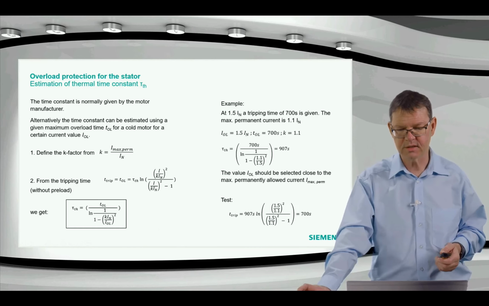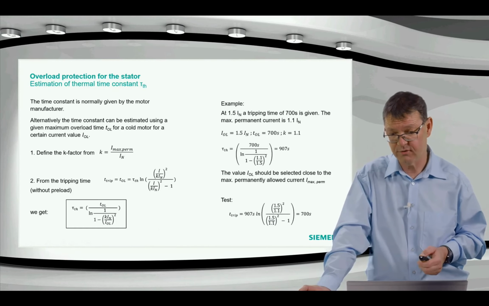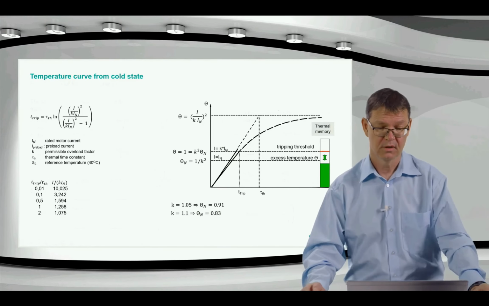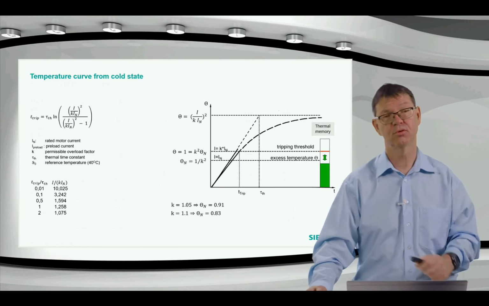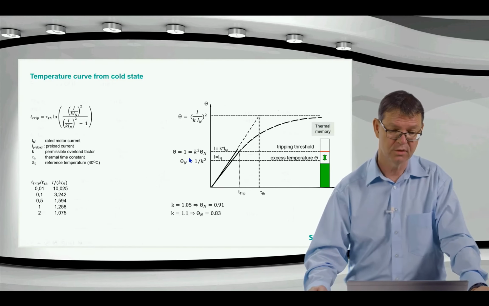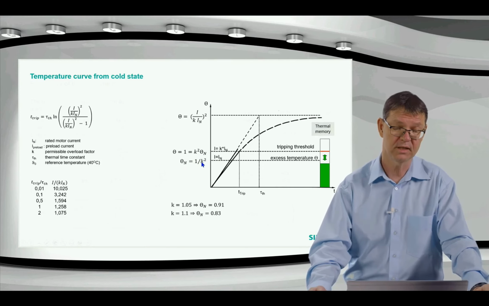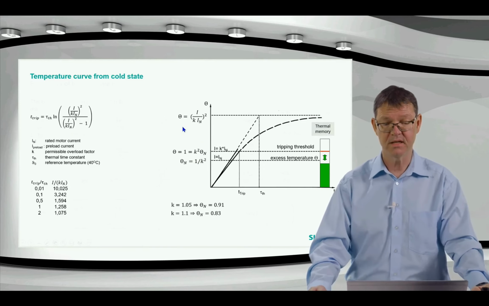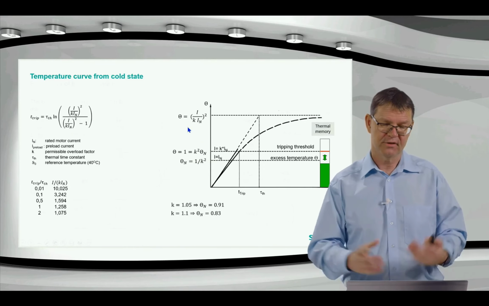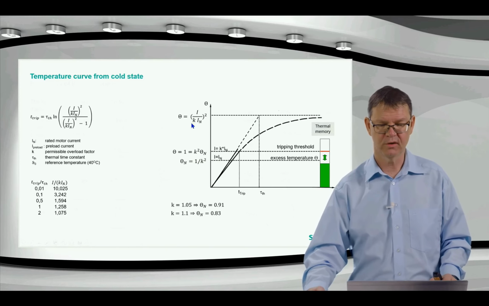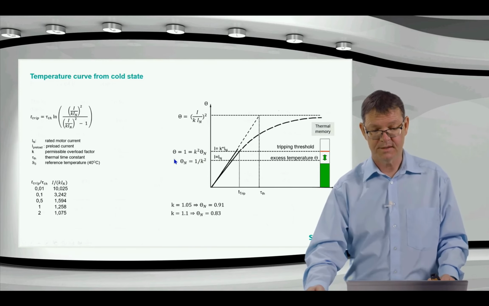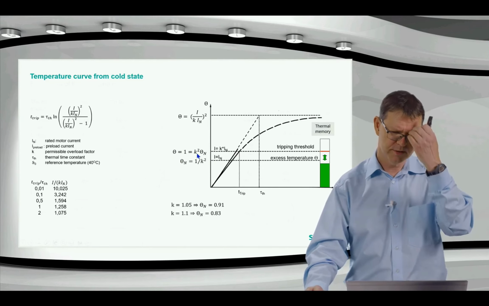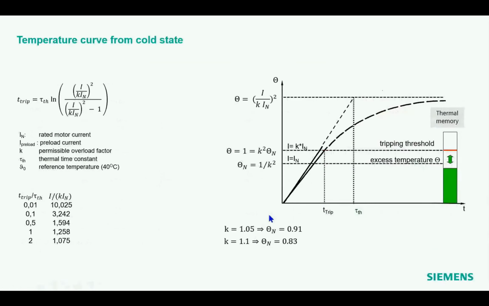Here I put an example. I just skip over that for time reasons. A couple of words about the temperature curve as such. Two things which I think should be mentioned. The temperature at nominal current conditions is 1 divided by k square. Why? Because it's that formula that is the basis for everything. And if I put in here In, then it's 1 over k square basically. The temperature for the tripping condition is always 1, and this would be k square theta n.